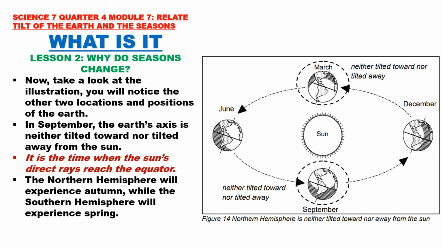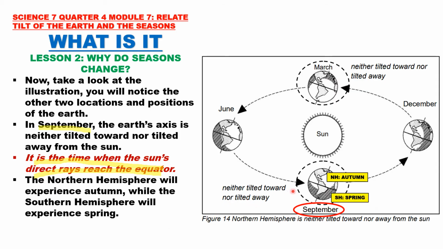Now, take a look at the illustration. You will notice the other two locations and positions of the Earth. In September, the Earth's axis is neither tilted toward nor tilted away from the Sun. It is the time when the Sun's direct rays reach the equator. The northern hemisphere will experience autumn, while the southern hemisphere will experience spring.